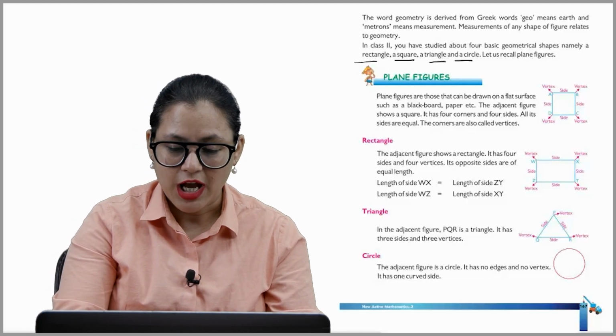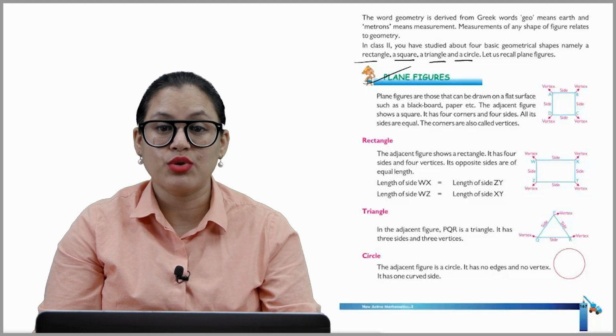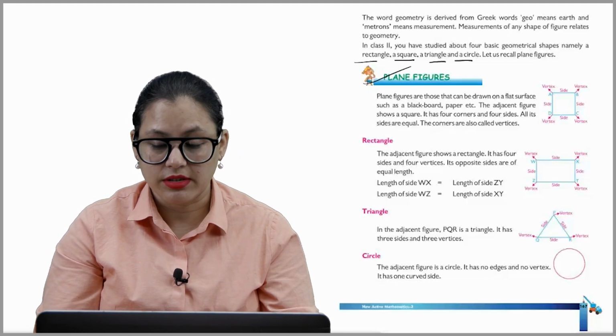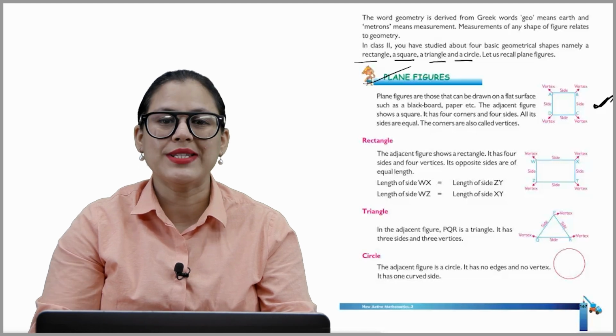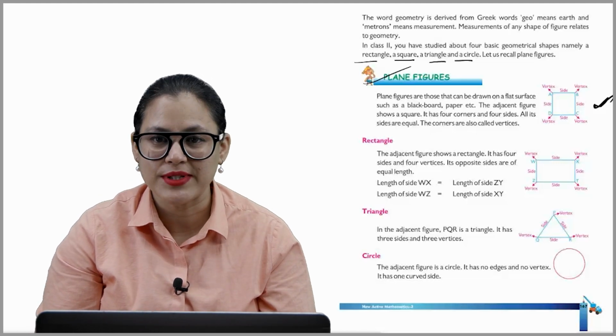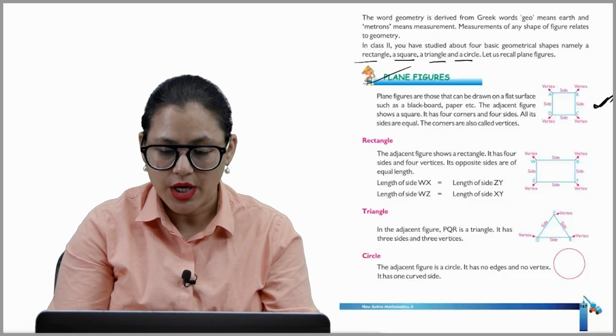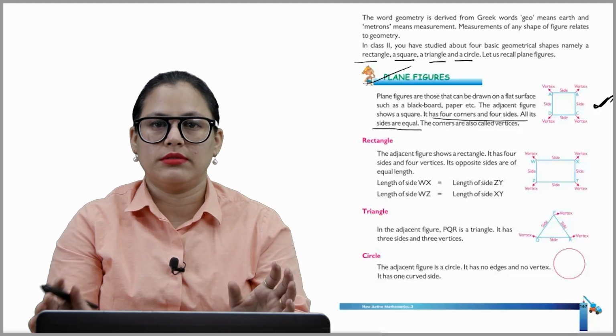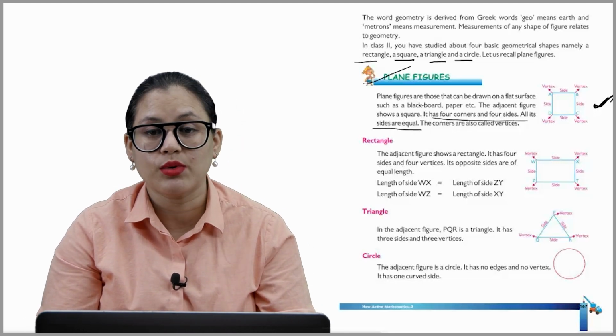Plane figures are those that can be drawn on a flat surface such as blackboard, paper, etc. The adjacent figure shows a square. It has 4 corners and 4 sides. All its sides are equal. So these are the properties of a square. The corners are also called vertices.